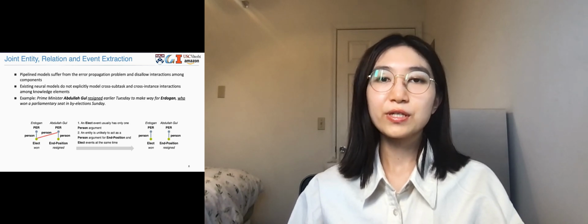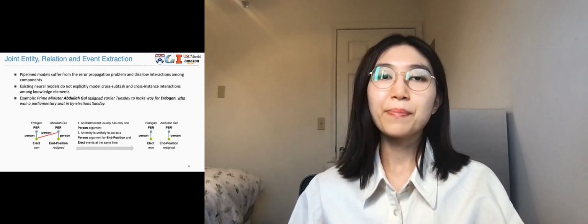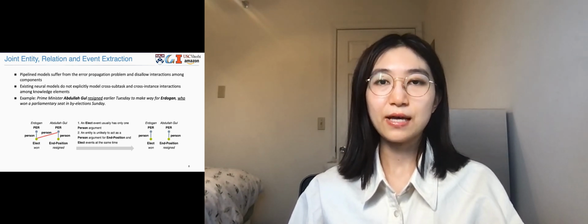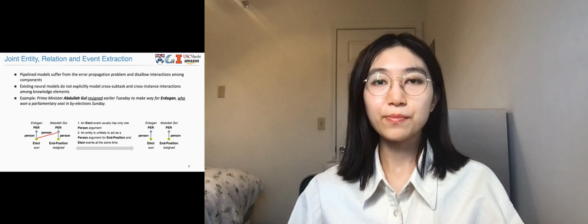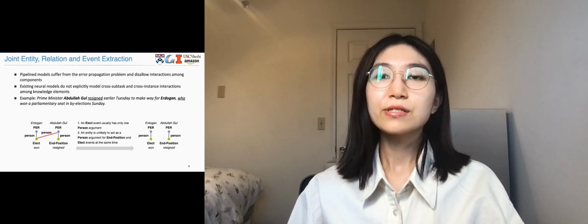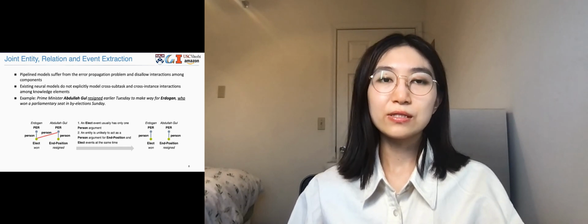However, these frameworks cannot handle the errors propagated from entity and relation extraction, and also the interdependencies between knowledge elements are ignored. For example, the election event should always have only one person argument. And in the meanwhile, this person argument is not the same person as in the resigning event.